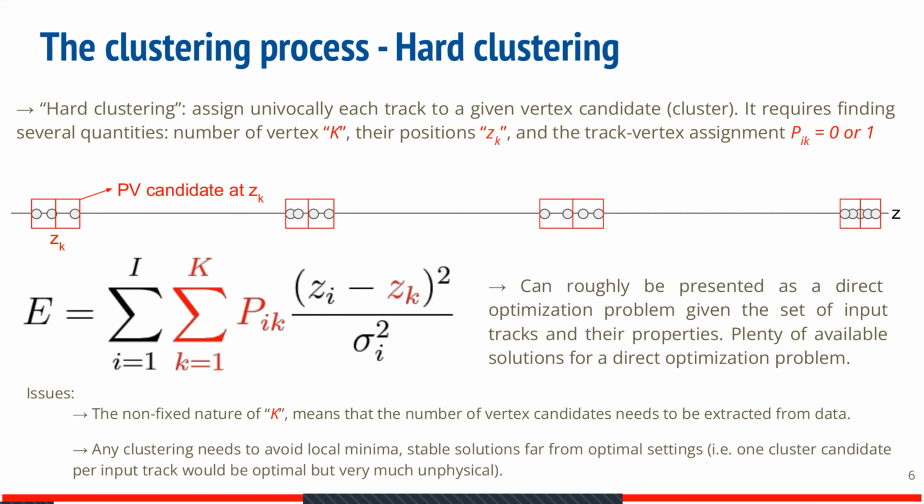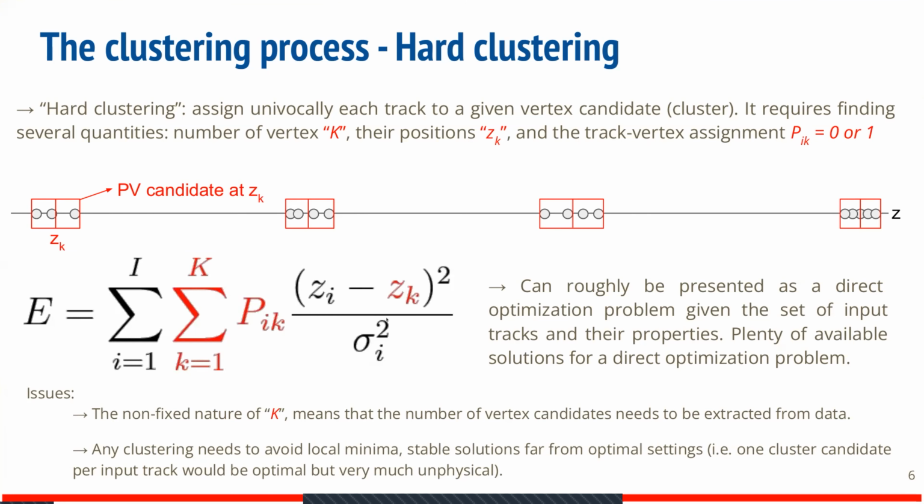This by itself seems like a simple optimization problem, but in practice it introduces a lot of issues. Mostly, the principal one is that the overall number of vertices is not fixed, so the number of vertex candidates needs to be extracted from our data as well. And as we are going into harsher and harsher conditions, we expect so many vertexes that most usual optimization techniques are likely to fall into a local solution, or local minima, instead of a global one.